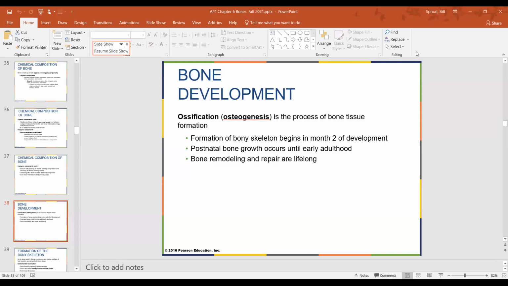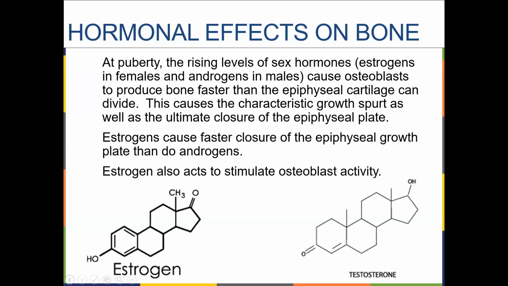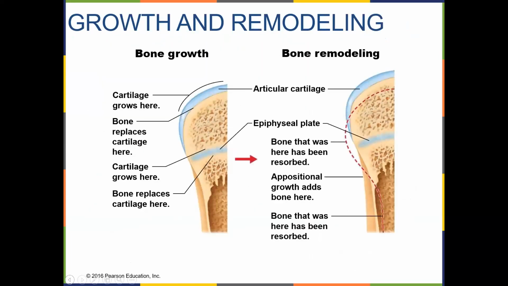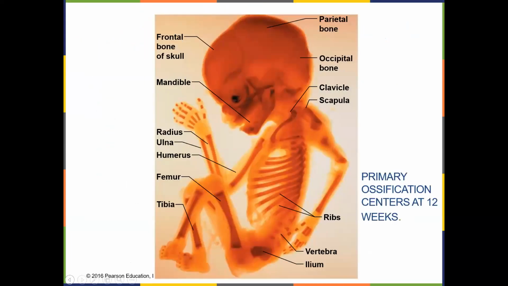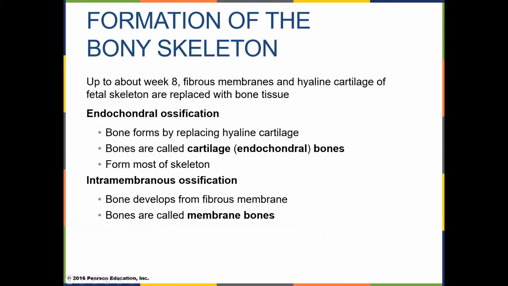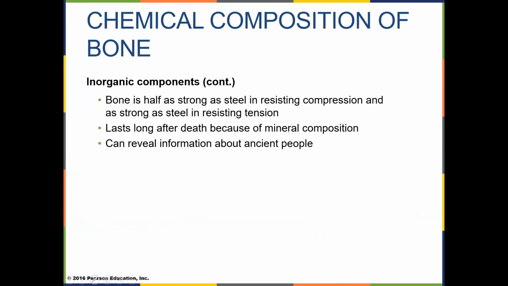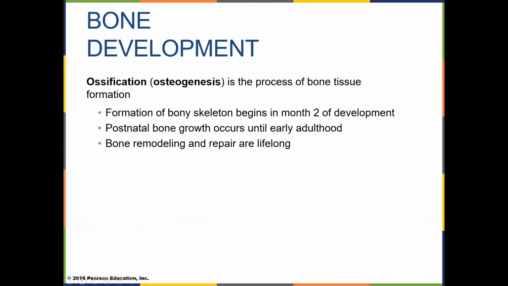So now we're going to talk about how we get to a full skeleton. We start out with a skeleton that is fully made 6 weeks after conception. The process of laying down our bony skeletons will occur then.